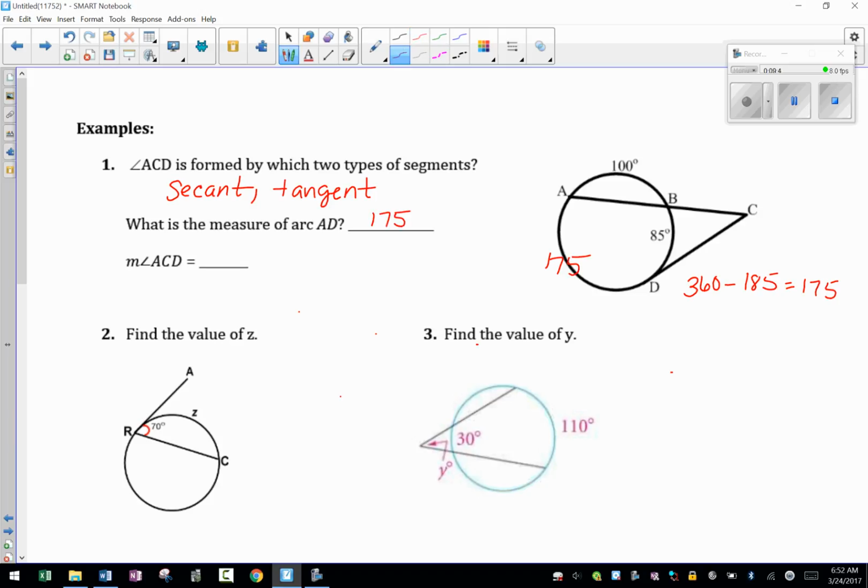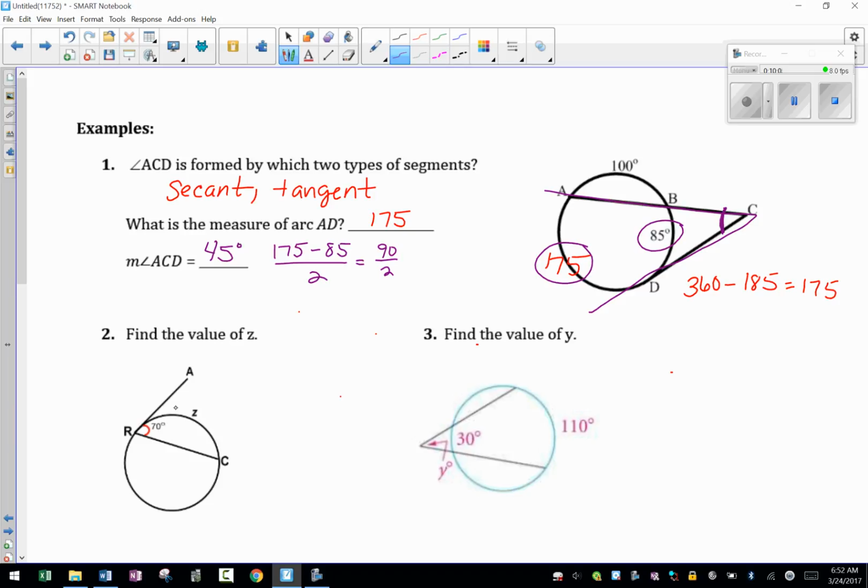Therefore, the measure of angle ACD, well, ACD is eating this and that, so I'm going to do 175 minus 85 and then divide by 2. 175 minus 85, I believe, is 90. Divided by 2 is 45.